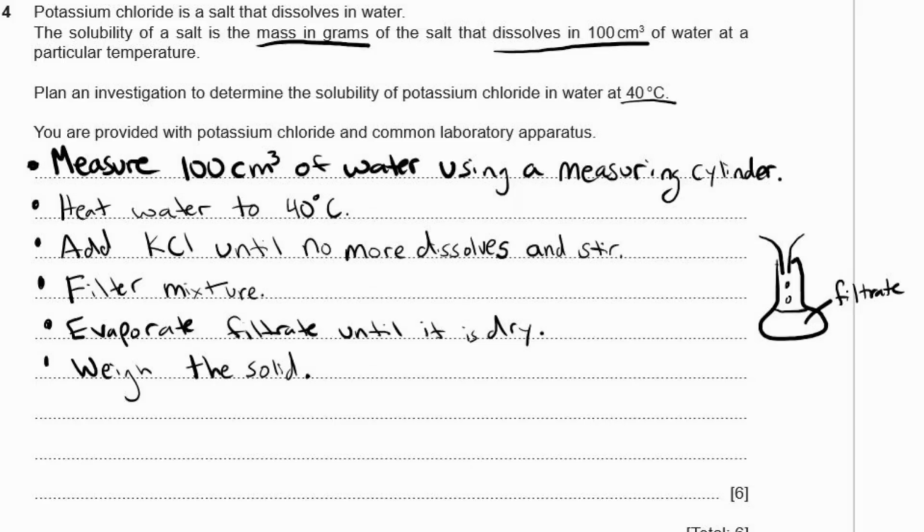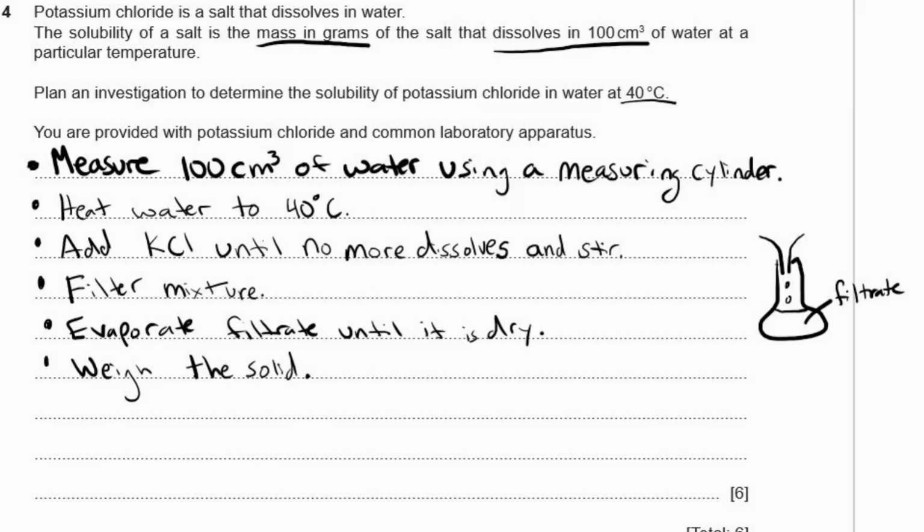So going through this procedure, you want to measure out 100 centimeters cubed of water using a measuring cylinder. Then you heat that water to 40 degrees Celsius. You add the salt, the potassium chloride, and you keep adding it until it doesn't dissolve anymore. And you keep stirring during that entire process. Then once you've dissolved as much as you can in the water, you filter out that mixture. Then you evaporate that filtrate until it is fully dry.